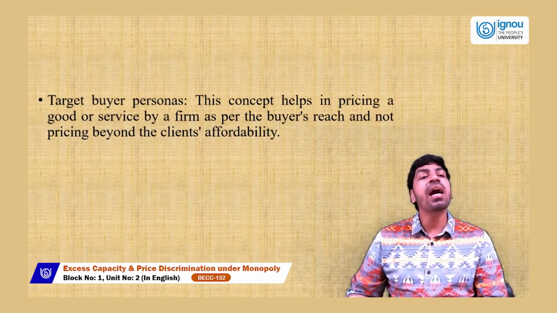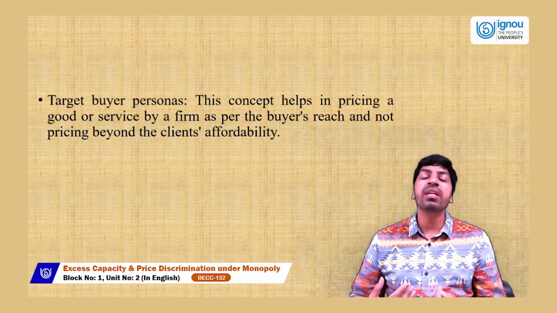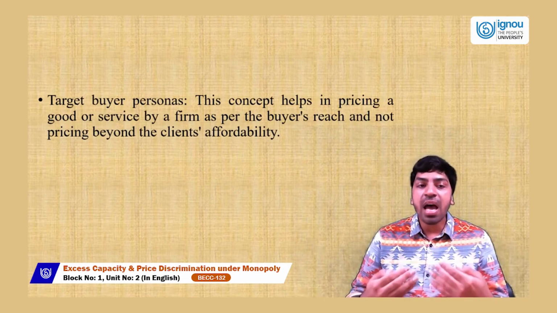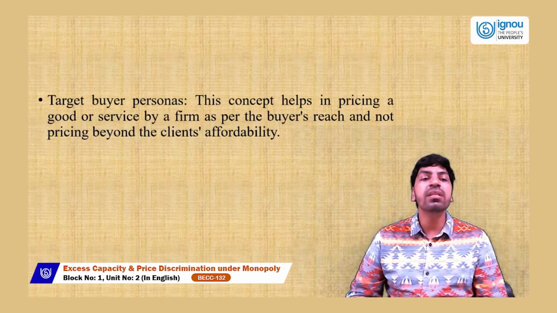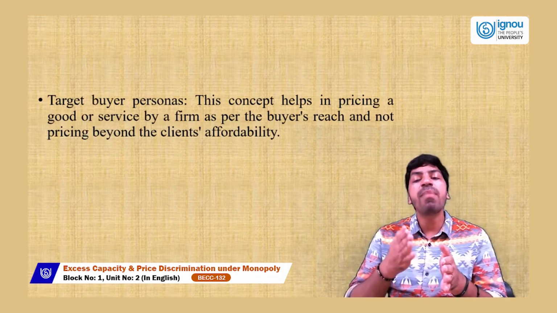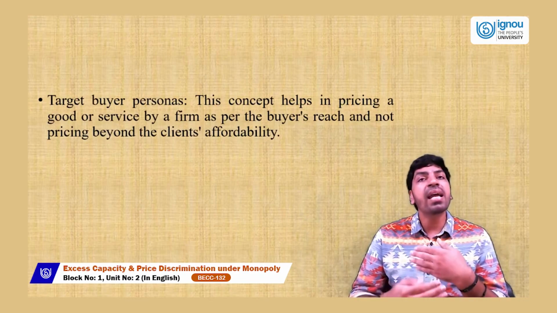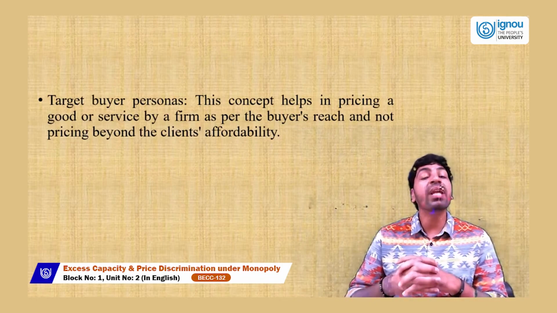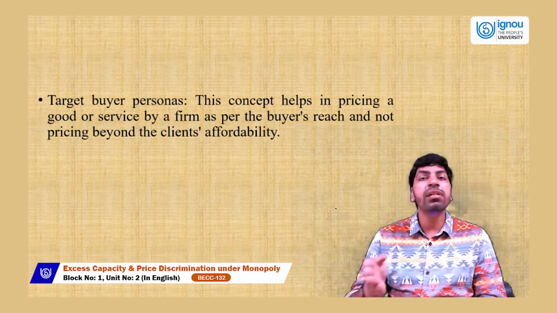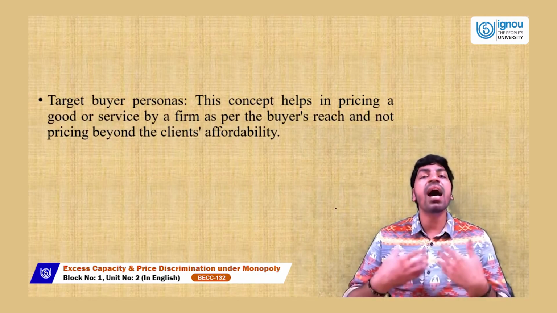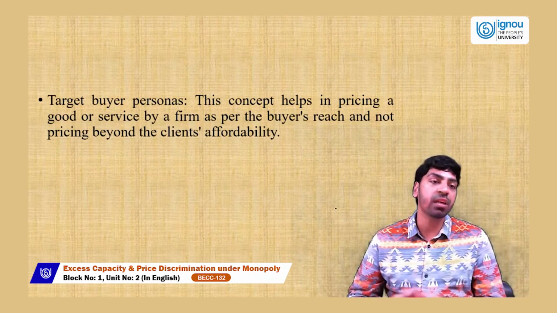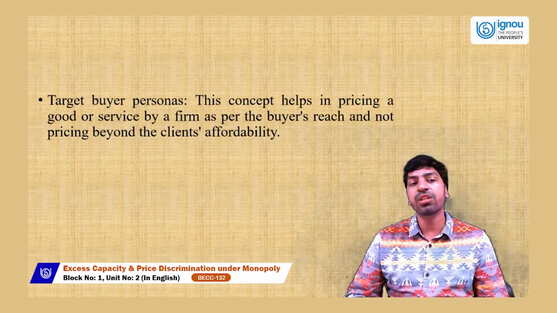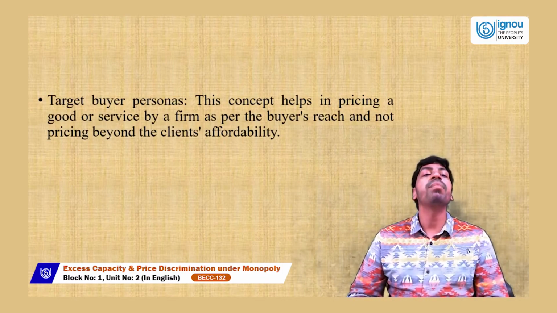The next one is target buyer persona. This particular concept helps in deciding the price of goods and services by a firm as per the buyer's location. So the prices would be charged on one demographic variable, that is the location of the buyer, not based on what the buyer is actually willing to pay for that particular product. So this is also one of the characteristics of price discrimination, that is the target buyer persona.